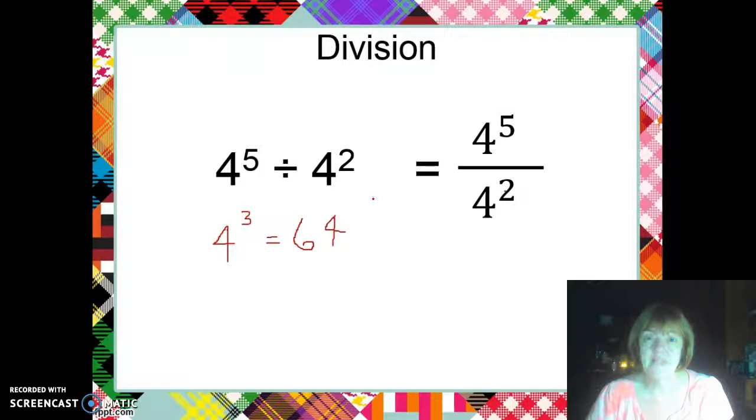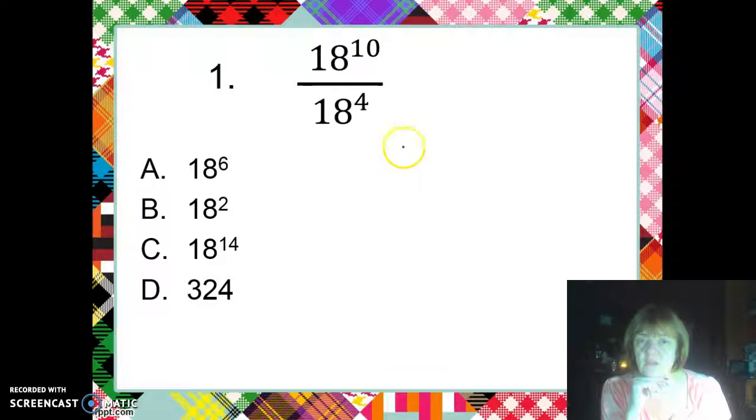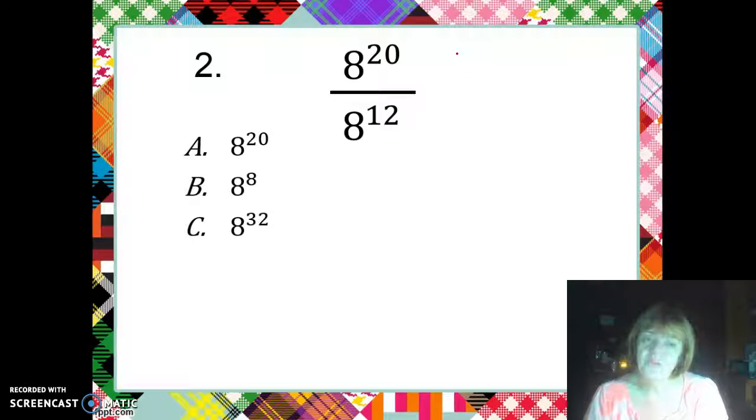All right. I hope that made sense. Now show me what you can figure out. Okay, another one for you. Practice, practice, practice.